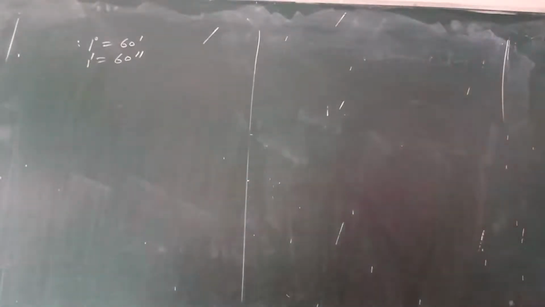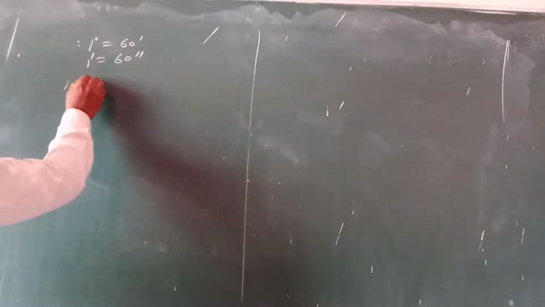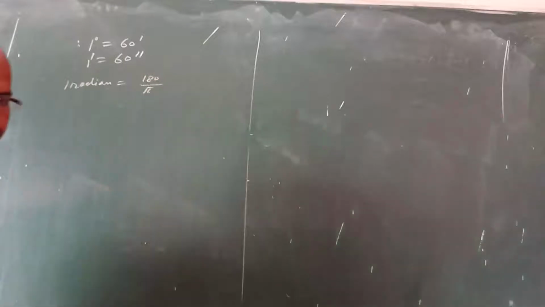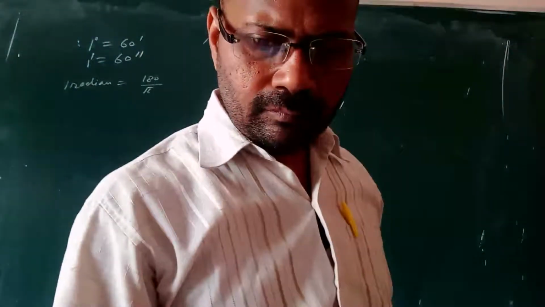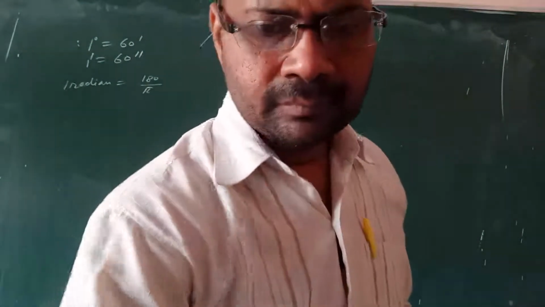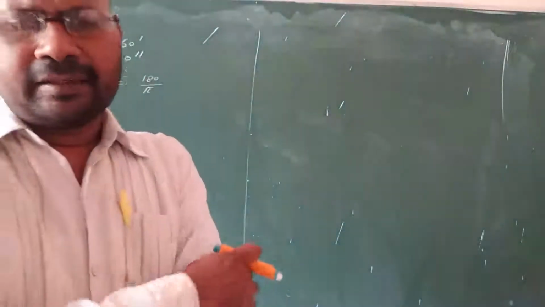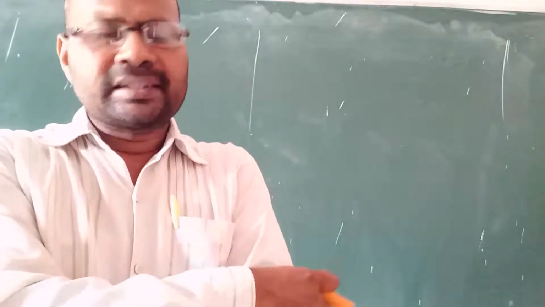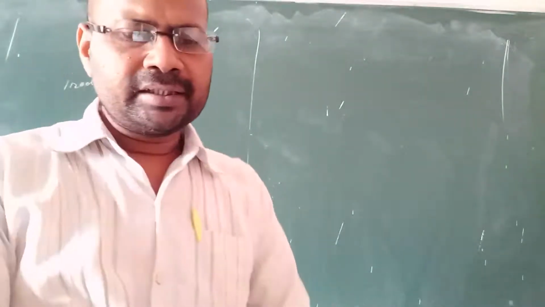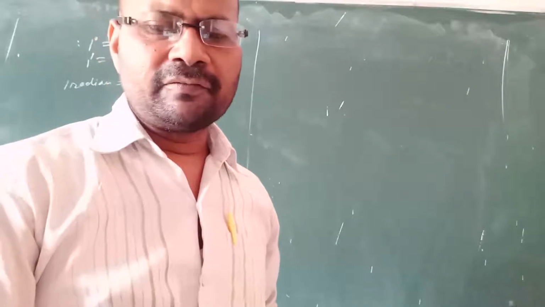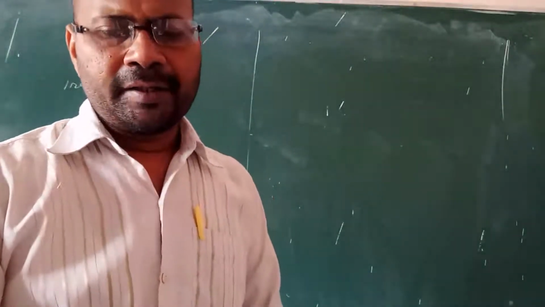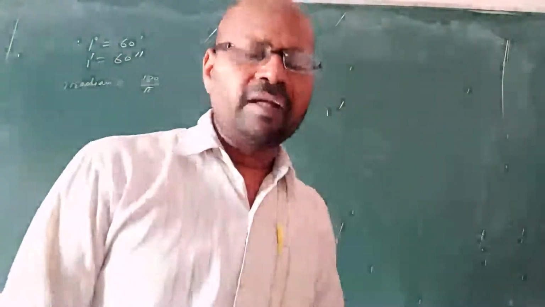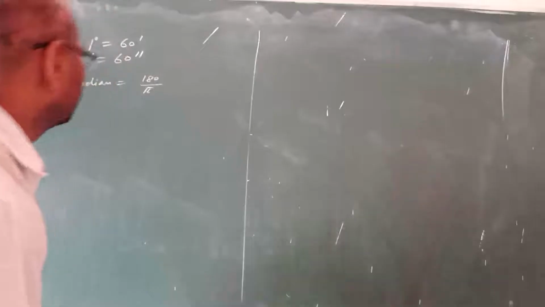After that, 1 radian equals 180 upon pi. Okay, that is, if an arc is there, in that arc we are considering r as the radius, and upon the circumference we are taking the radian. Then 1 radian equals 180 upon pi.